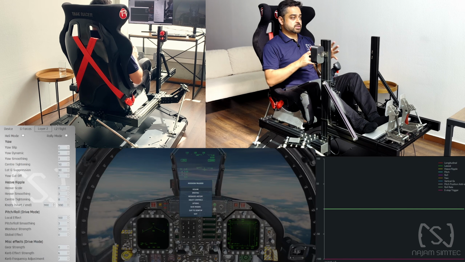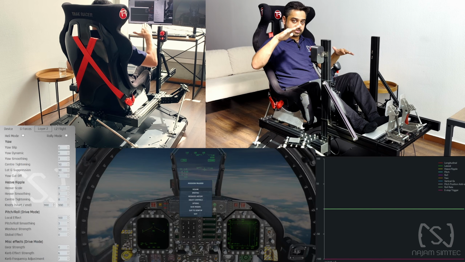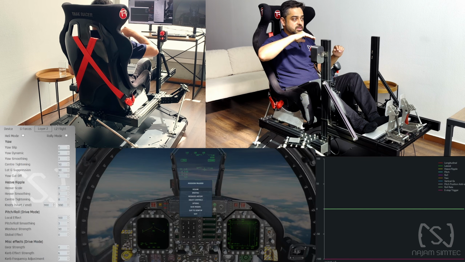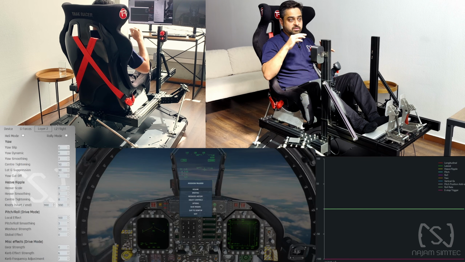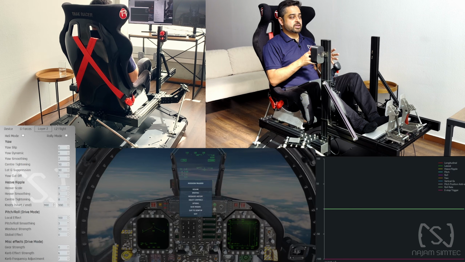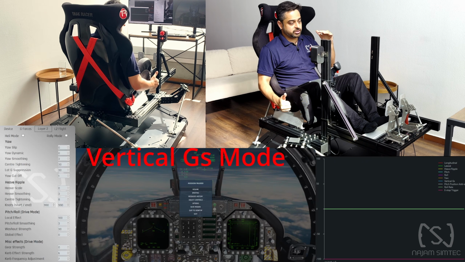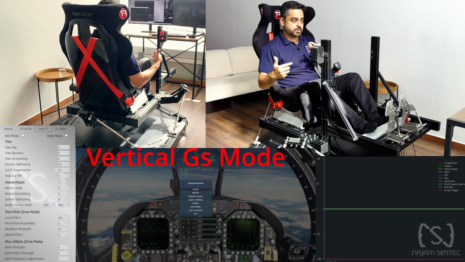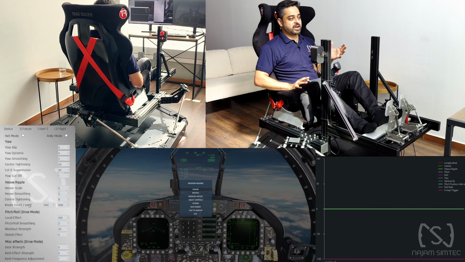The idea was, and this is something we're going to improve in future versions, that as the vertical G's takes care of the constant effects, the heave ripple adds, let's say, control surface flutter or turbulence on top of it. But what it does tend to do is create a bit of a jerky movement, because whatever heave mode you're using, it sort of tries to fight it as well. So for now, we've added these knots scaling in and out.